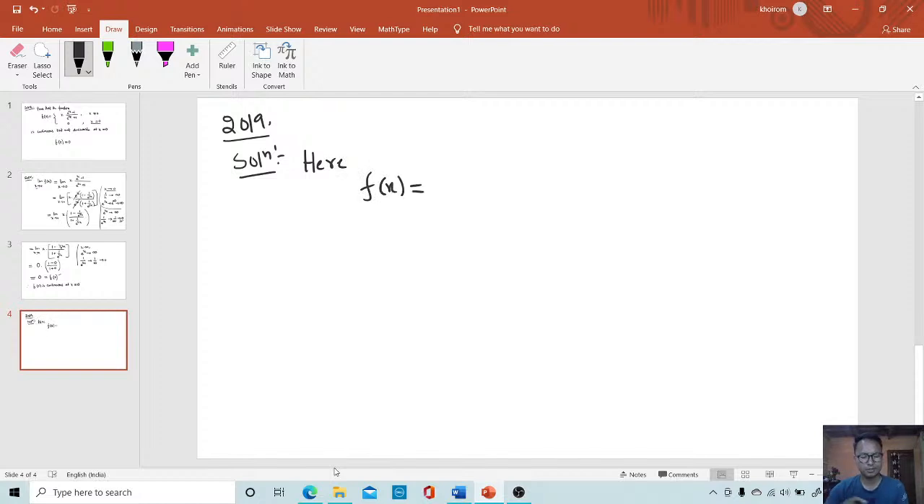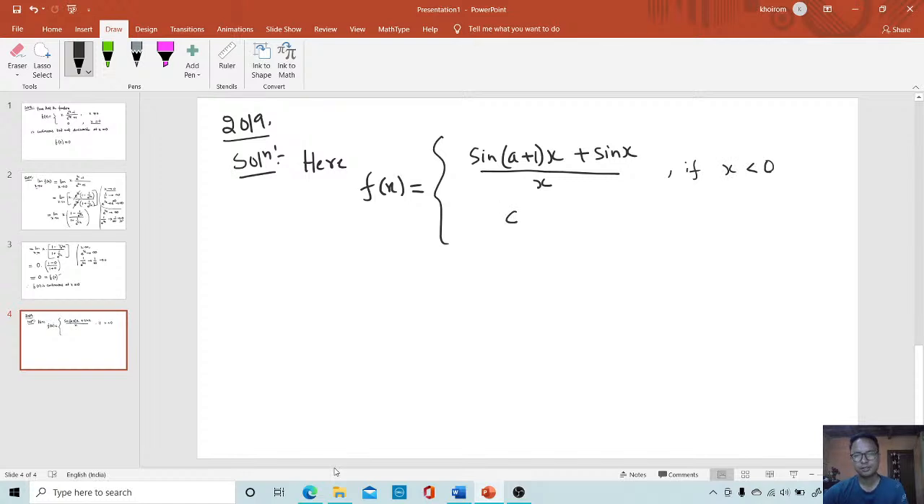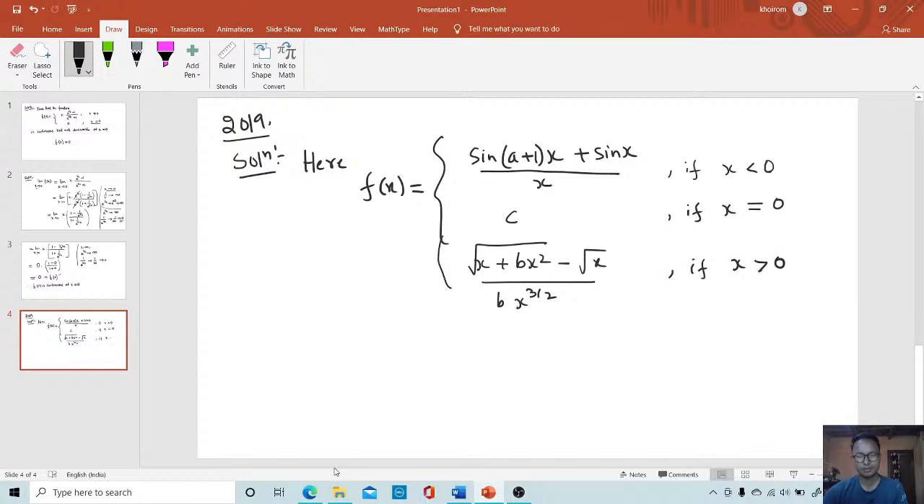f(x) is given as sine of (a plus 1) times x plus sine of x, divided by x, if x is less than 0; c if x is equal to 0; and then b times (x plus b x square) minus under root of x, divided by b x to the power 3 by 2, if x is greater than 0.